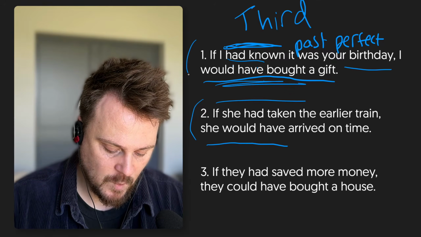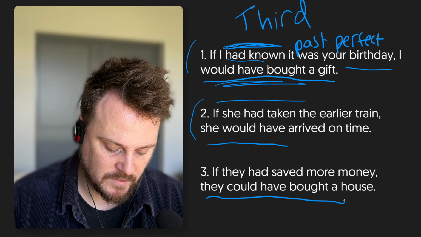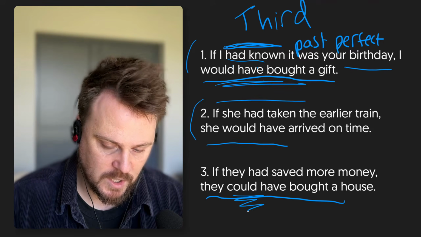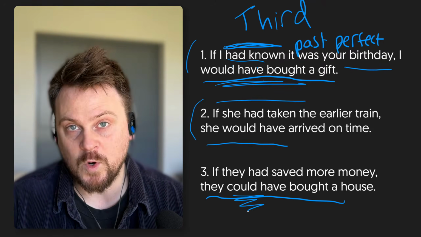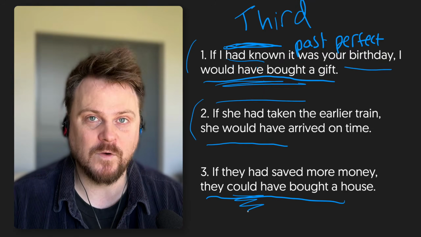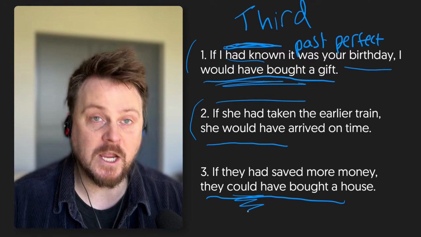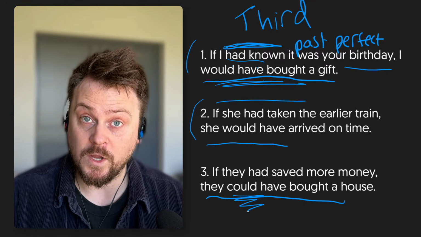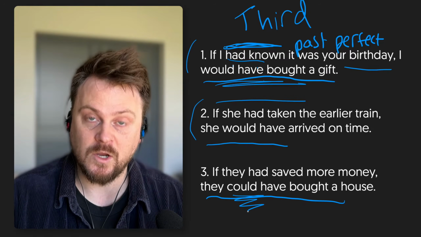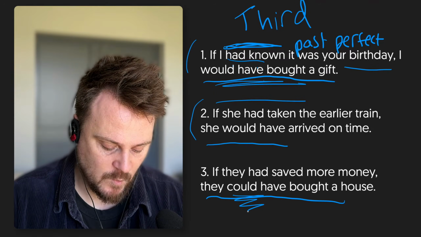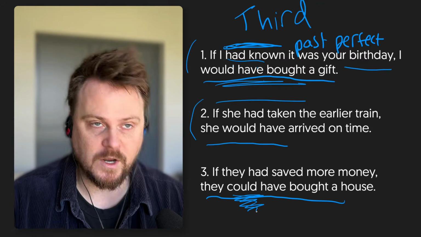If they had saved more money, they could have bought a house. Remember, we said that could is similar to would, right? But it's the can version of it. It's like will, would, except it's can, could, right? If they had saved more money, they could have bought a house.